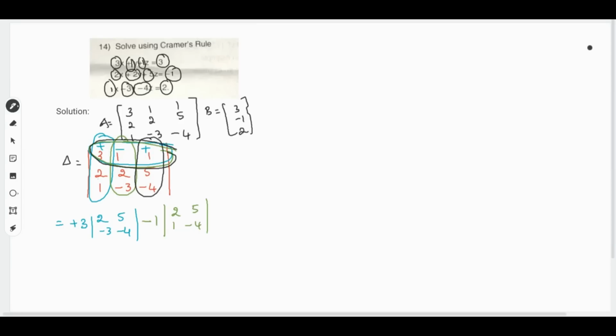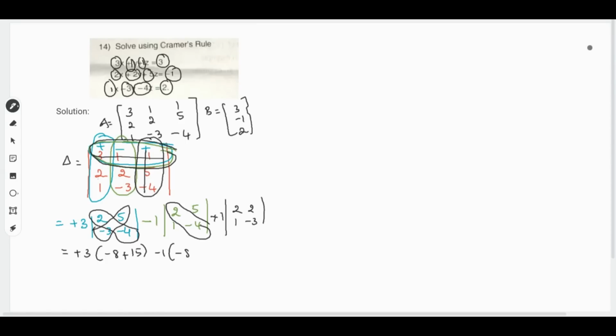So I'm taking now plus 1. If I neglect this row and column, I get 2, 2, 1 and minus 3. You have to do cross multiplication. 4 into 2 will be minus 8, minus of 5 into minus of minus will become plus 5 into 3 is 15, minus 1. 4 into 2 is minus 8, minus of 5 into 1 is 5. This minus is common always. Since here we have minus, it became minus into minus plus.